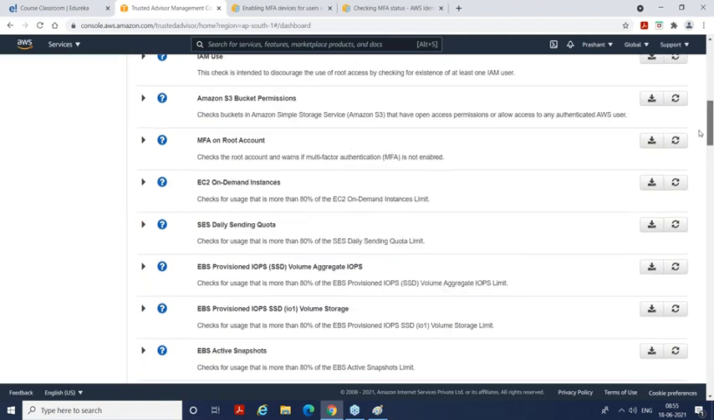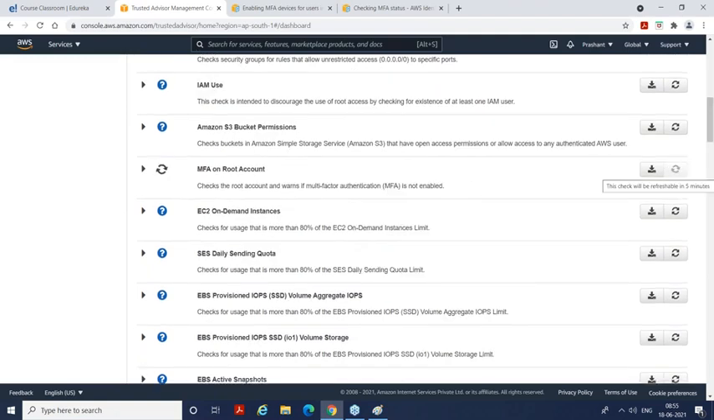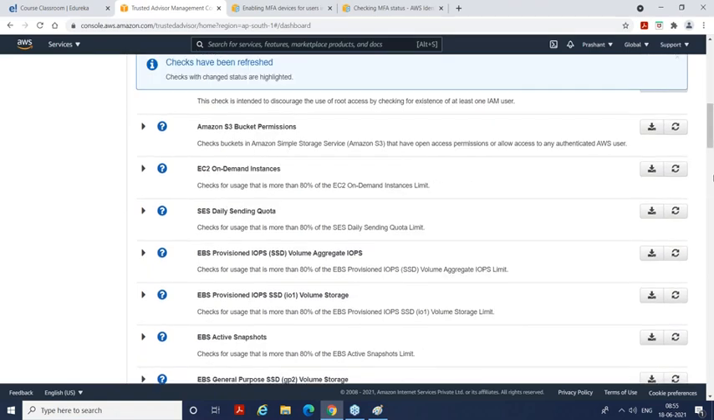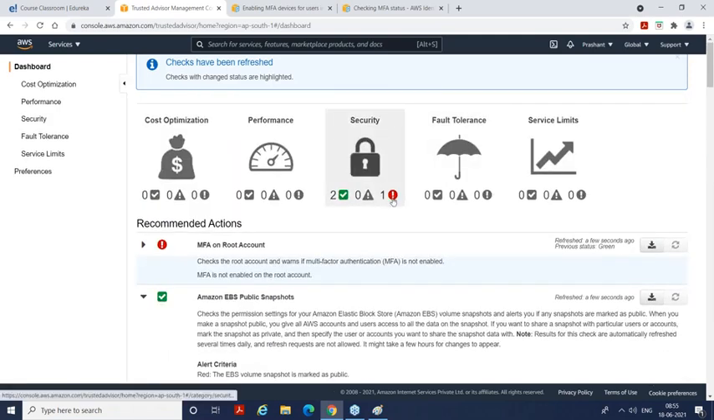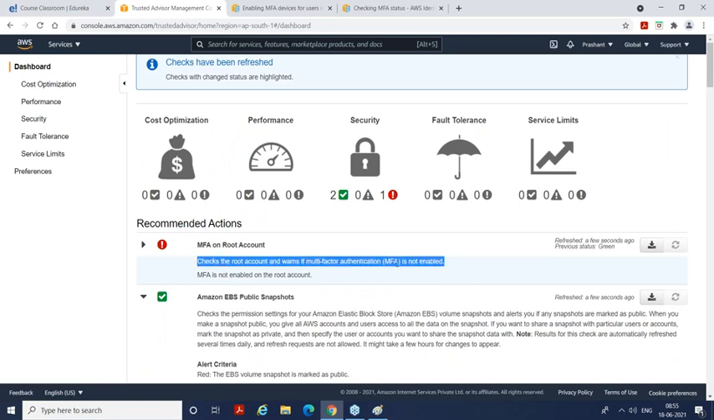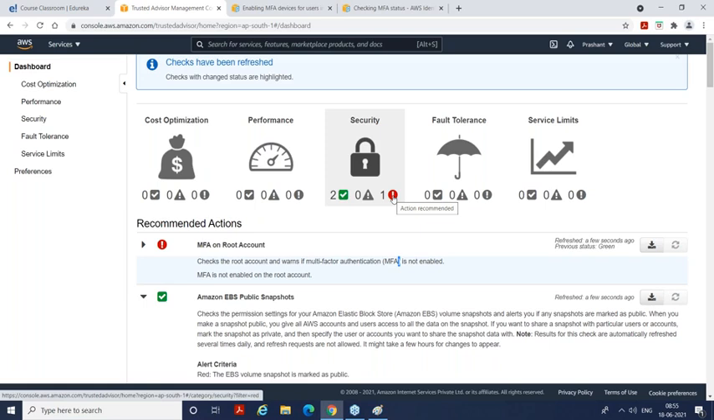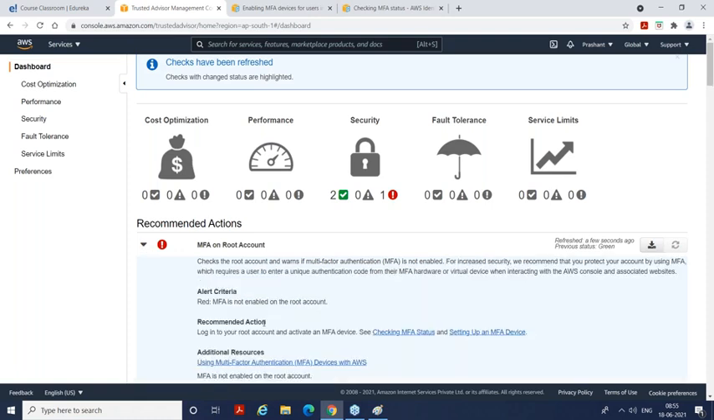right? So if I refresh this, on my account MFA is not enabled. Earlier it was enabled, so it was saying that. Now when I refreshed, you notice it checks the root account and whether multi-factor authentication is not enabled. So here you notice right now it has shown red. So MFA is not enabled on root account. It has identified that, and this is the recommendation. Are we clear?